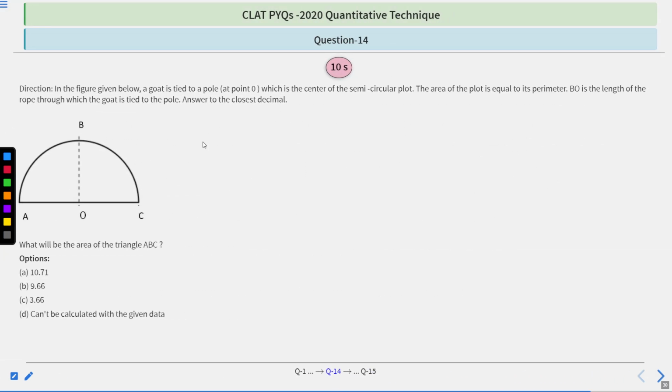The same direction is given to you. The main question says, what will be the area of the triangle ABC? Options: 10.71 square units, 9.66 square units, 3.66 square units, or cannot be calculated with the given data. You will have 10 seconds to try this question. After 10 seconds, we'll move towards the correct option and its explanation. So your time starts now.